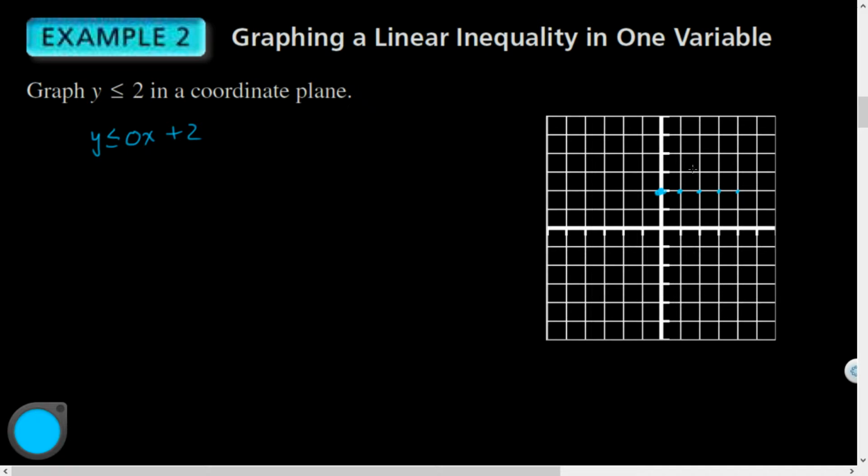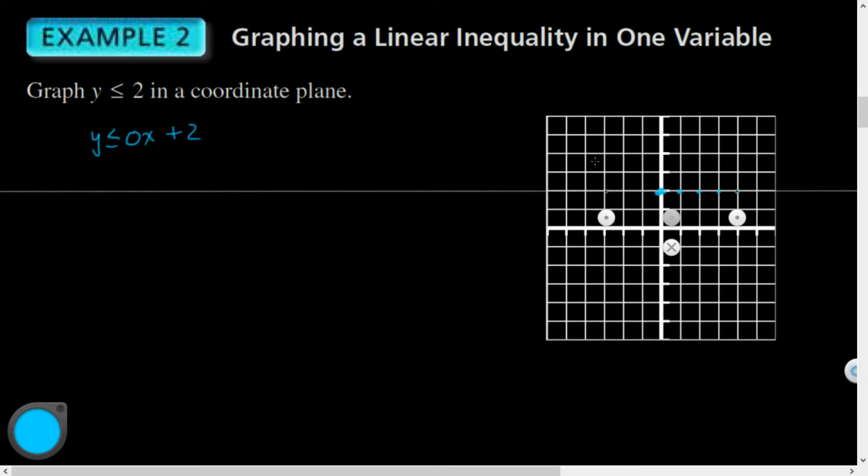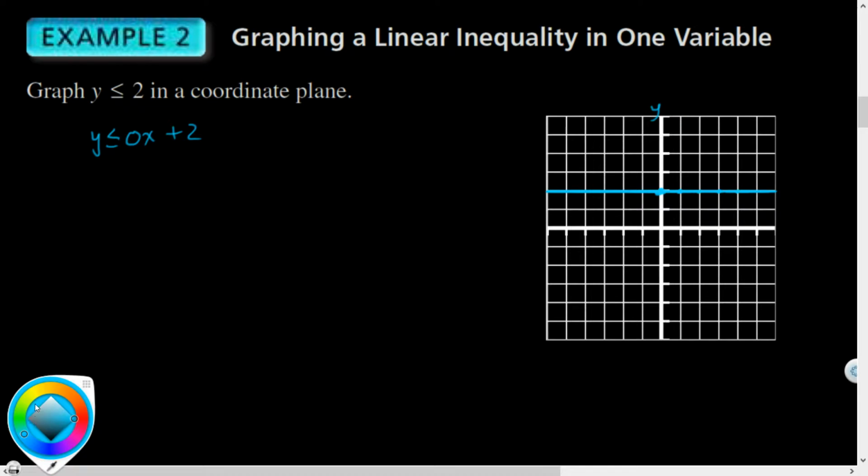Now, question, is this boundary line going to be a solid line or a dashed line? What do you guys think? Does it include the equal part in the inequality? Yeah, it's got the equal part over here, so it's going to be a solid boundary line, right? And the values that are less than this, because this is a y relationship, y is the vertical axis, less than would be below, greater than would be above. So less than means below when I'm talking about y's.